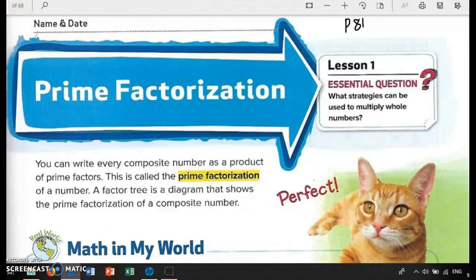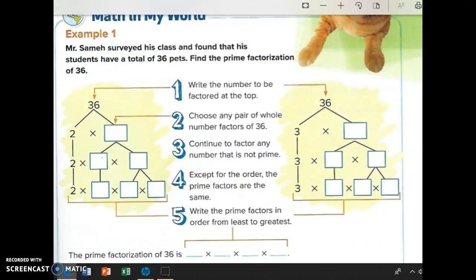Let's have a look. Mr. Samer surveyed his class and found that his students have a total of 36 pets. Find the prime factorization of 36. Let's see how we do it. First, we write the number to be factorized at the top, like that. Second, we choose any pair of whole number factors of 36.